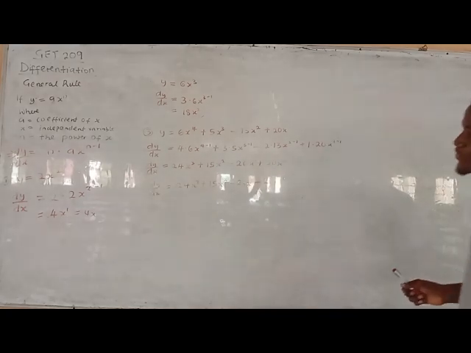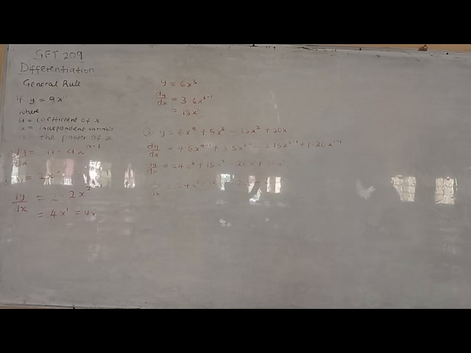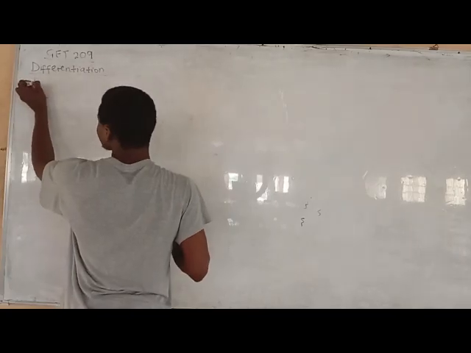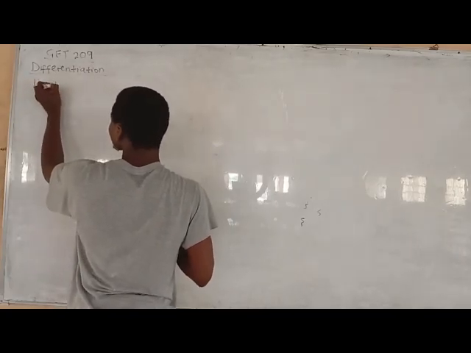So that is all for addition and subtraction of differentiation. The next thing we move to is the product rule and the quotient rule. Let's write product rule.